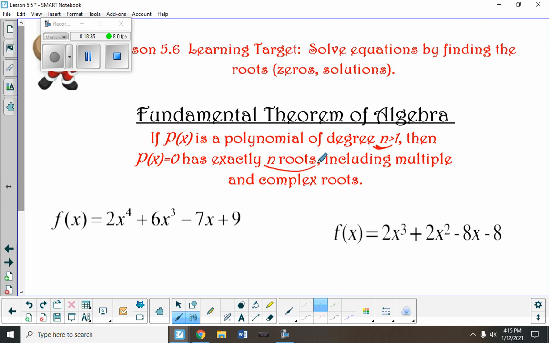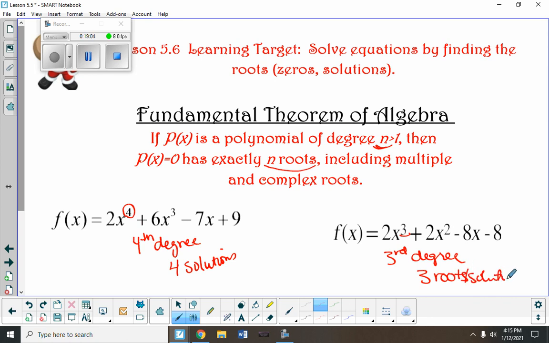So in other words, this is degree 4. This is a 4th degree. So that tells you there should be 4 solutions or roots. Okay, this is a 3rd degree. So this will have 3 roots or solutions. Okay, so just keep that in mind.